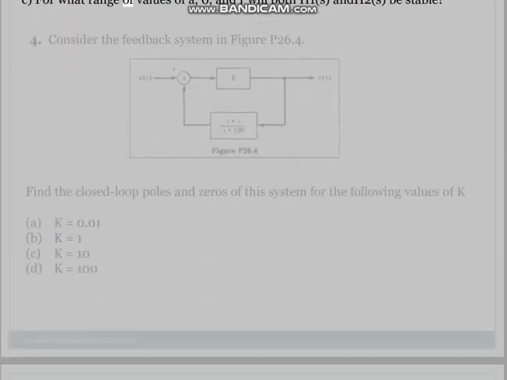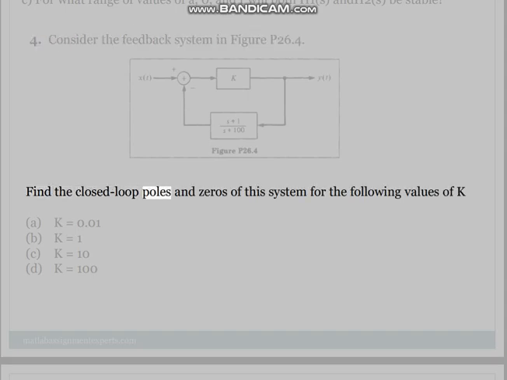C. For what range of values of α, β, and R will both H1(s) and H2(s) be stable? 4. Consider the feedback system in Figure P26.4. Find the closed-loop poles and zeros of this system for the following values of K: A, K equals 0.01; B, K equals 1; C, K equals 10; D, K equals 100.